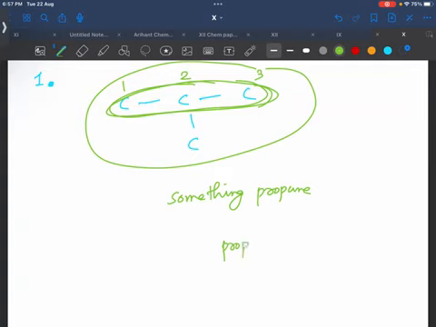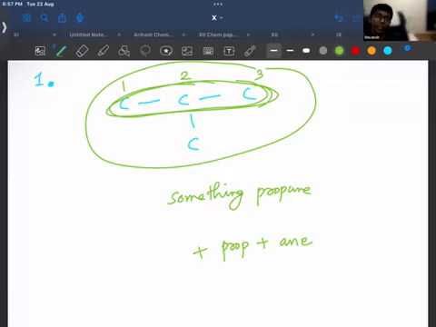What is the primary suffix? Is the parent chain saturated or unsaturated? Look, it is saturated. Primary suffix is ane. Is there a secondary suffix? No, so there is nothing. Is there a primary prefix? Not really, because it is not cyclic.